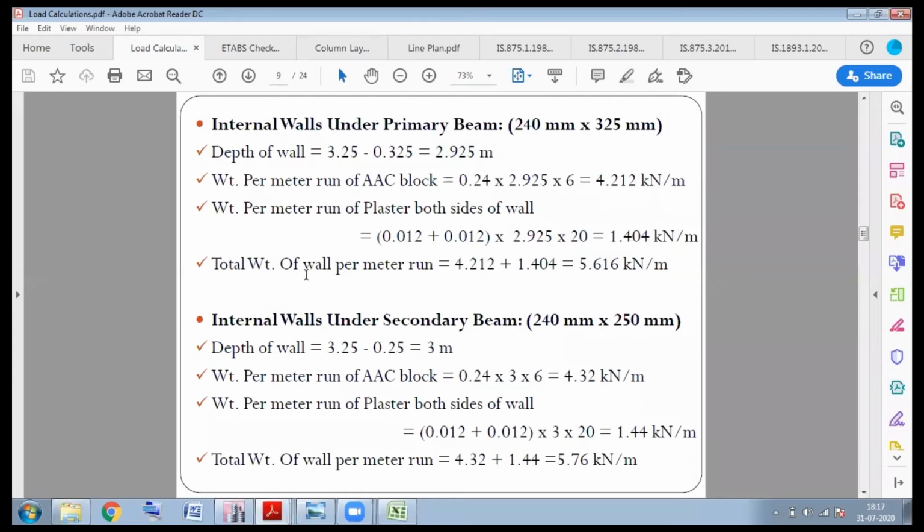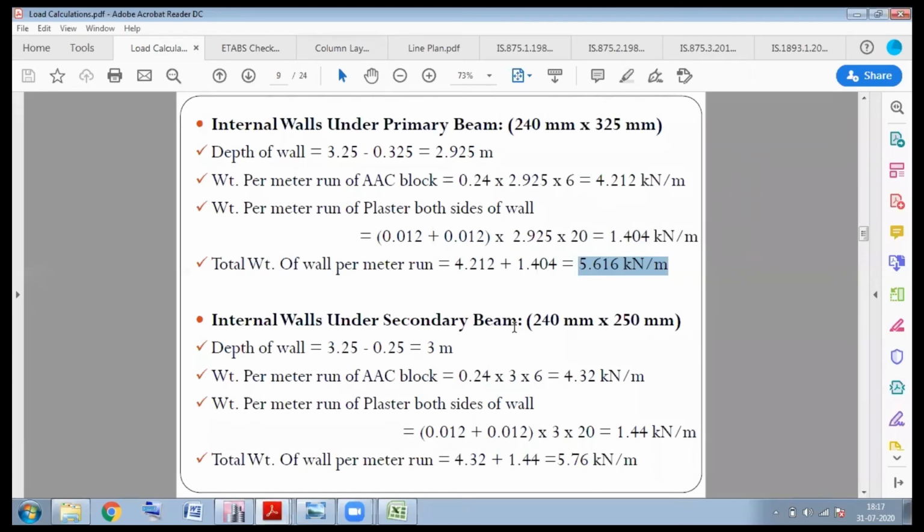So total value of wall per meter run is 4.21 plus 1.404, that is equal to 5.616 kilonewton per meter. Okay, so this load will be applied for every primary beam and internal primary beam, and the internal walls under secondary beam.